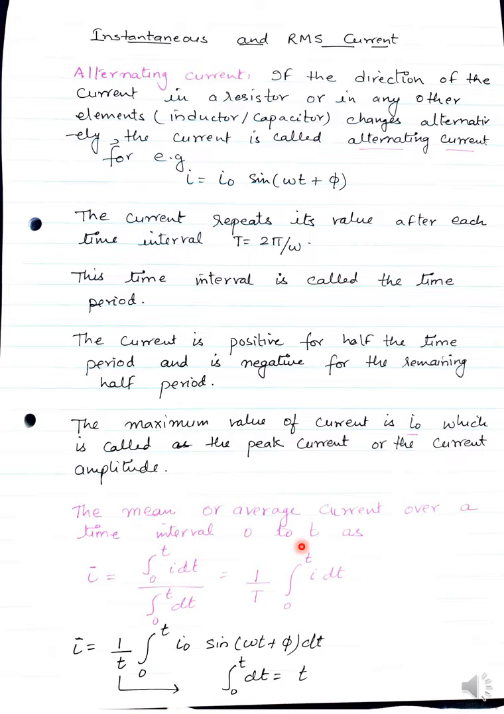The mean or average current over a time period interval from 0 to T, this is I bar here, so it's I and then there's a bar over it. So I bar is equal to the integral from 0 to T of I dt divided by the integral from 0 to T of dt. So basically we are taking an average, and what is an average of anything? The sum of the values at each instant divided by the number of instants.